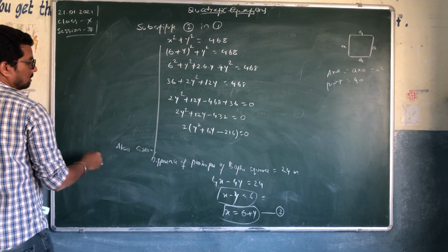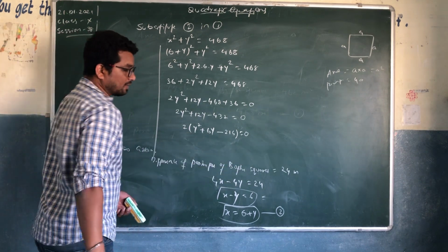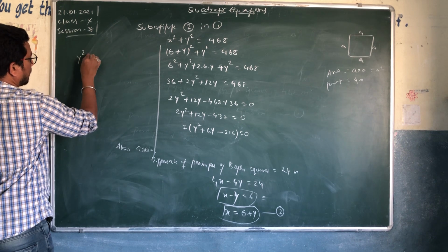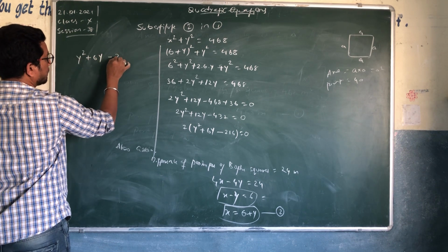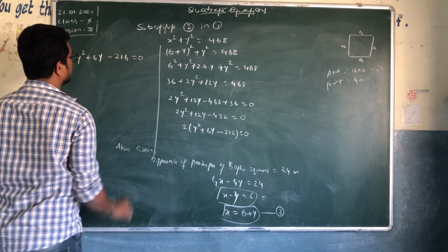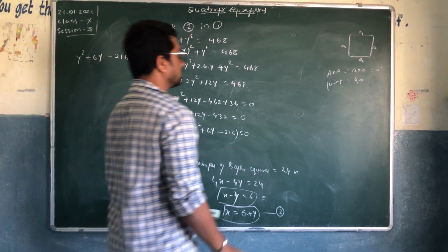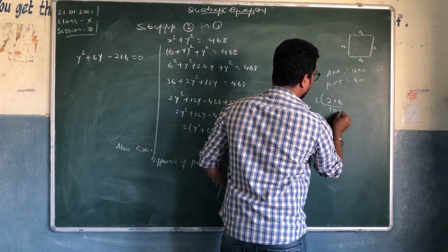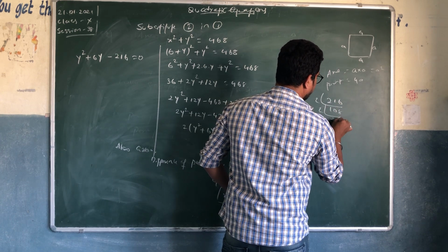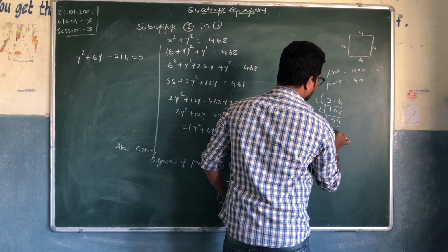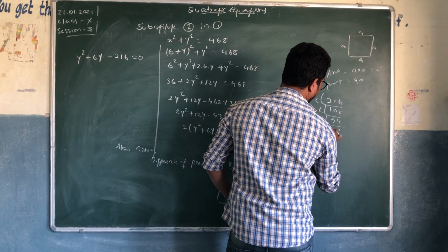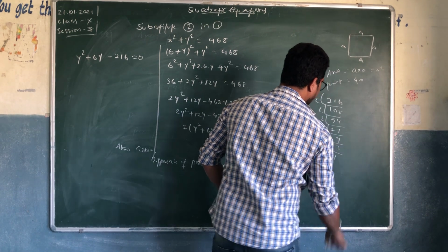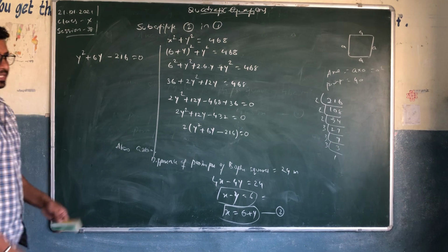Now this 2 goes outside, dividing the right side 0 by 2 also gives 0. What are we remaining with? y square plus 6y minus 216 is equal to 0. Now find the factors of 216 to split the middle term. 2 tens are 20, 2 eights are 16, 2 fives are 10, 2 fours are 8, 2 twos are 4, 2 sevens are 14, 3 nines are 27, 3 threes are 9, 3 ones are 3. So I should get 6.